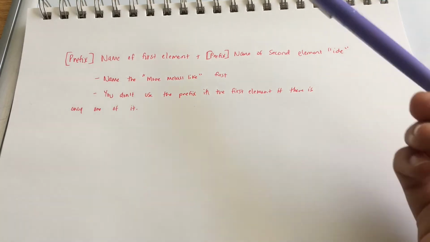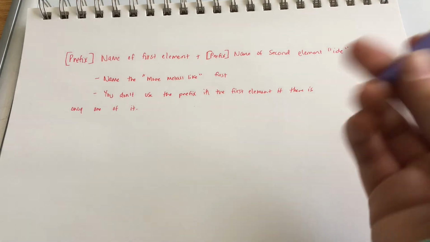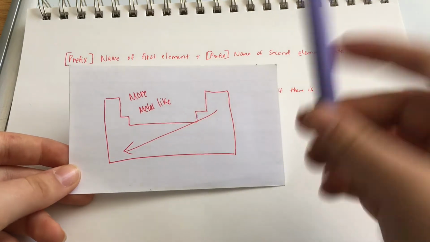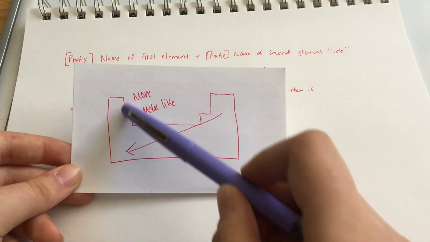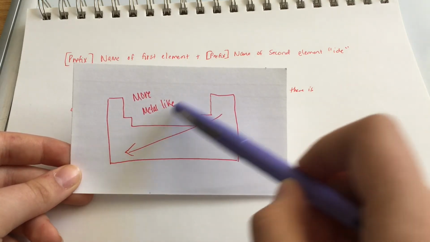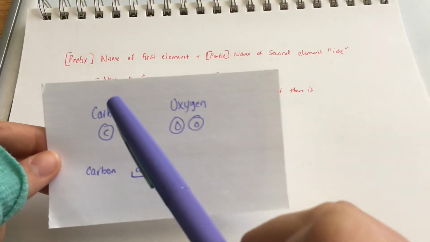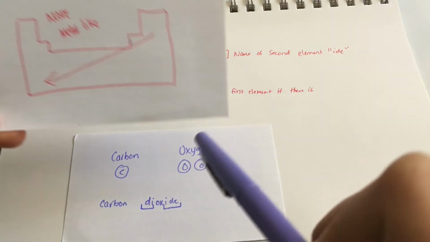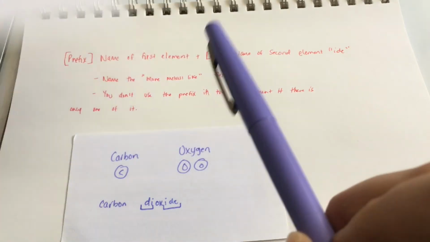Now, the rules that we have to follow is because you're working with 2 nonmetals, which one do you name first? You have to name the one that's more metal-like. So when you take a look at the periodic table, this is just a rough sketch, the further left and the further down you go, the more metal-like the atom or the element is. So let's take a look at an example. Say you have 1 carbon atom and 2 oxygen atoms, both non-metal.